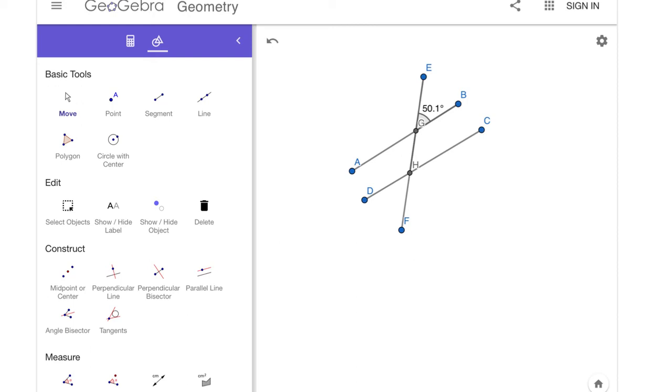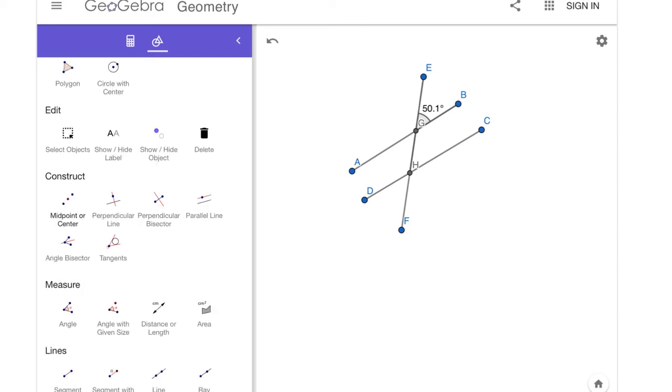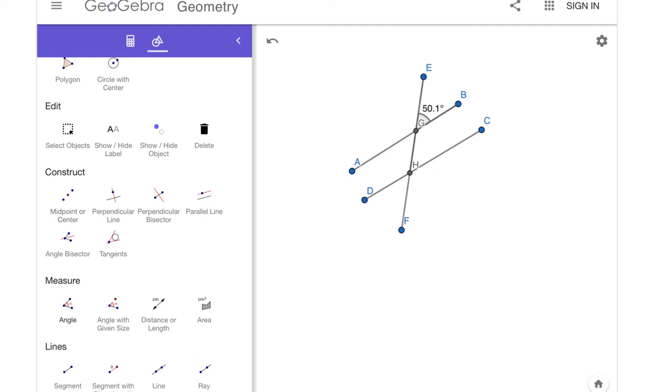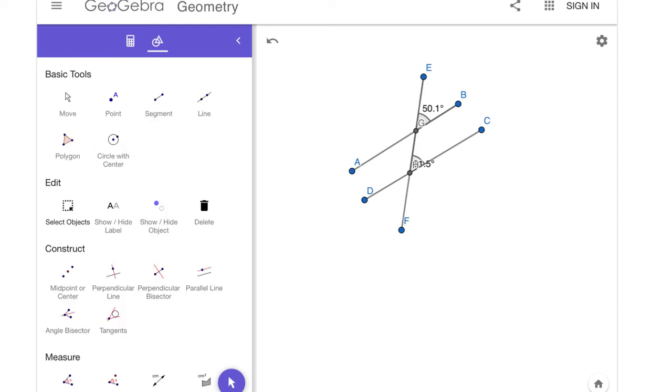So let's do that. Go back to the measure. We're going to measure the angle again. So hit point C, H, and G. Okay. And again, you can't really see it. Do the move button. And it's not quite parallel. It's about 0.4 off.